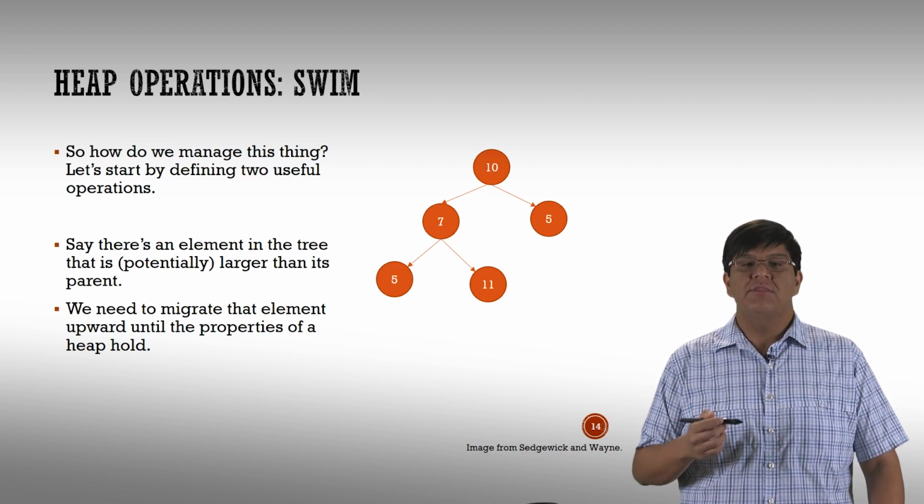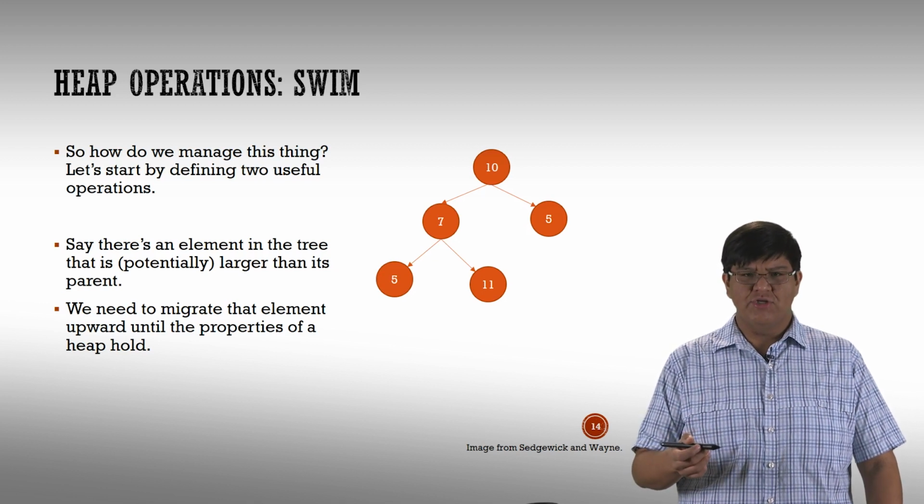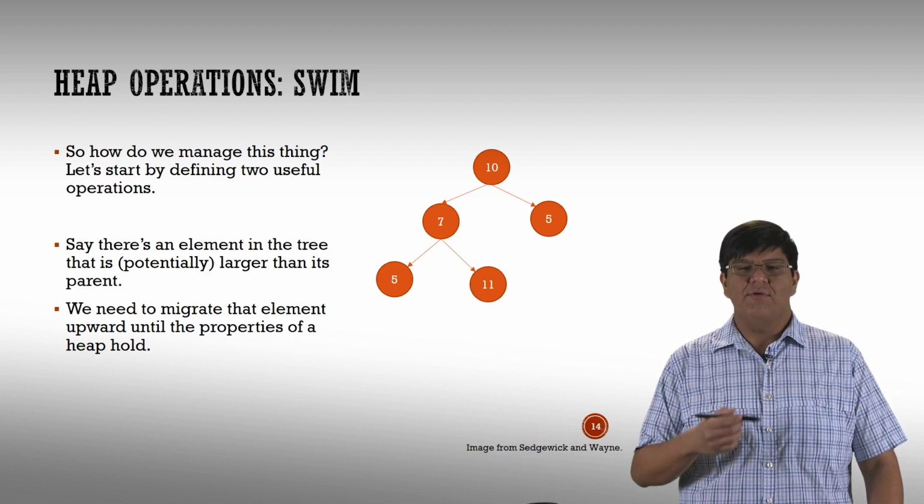So here we're going to deal with the issue of adding an element to a tree that is potentially larger than its parent. Now we already know that we should have larger things on top. So if we have something that's larger on the bottom, obviously we have a problem. It's no longer a heap. What can we do about it? We need to somehow fix it.